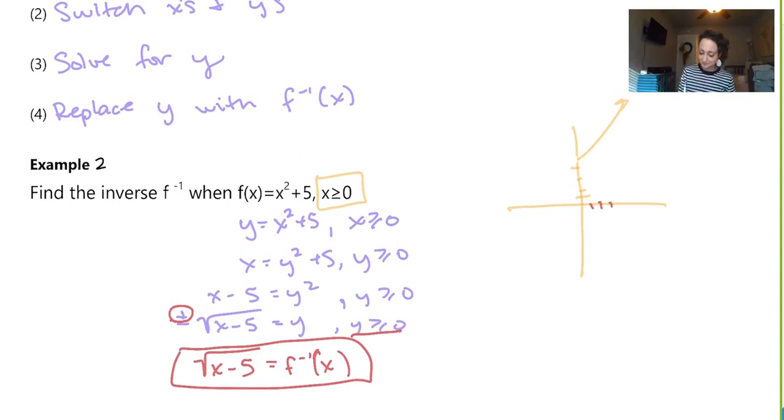Notice if we were to graph square root of x minus 5, that's your standard square root function shifted to the right 5. And notice that these, if you remember again from Algebra 2, are reflections about the line y equals x, right? Because you switch x's and y's. So again, notice domain of the original is here. x is greater than or equal to 0, which is the range of my new function, the red graph, right?